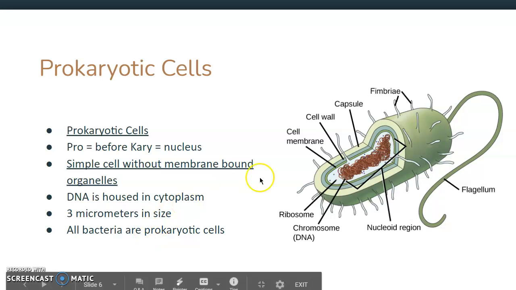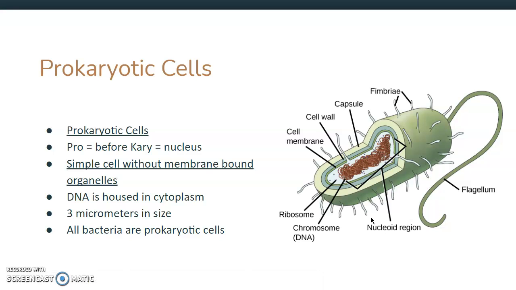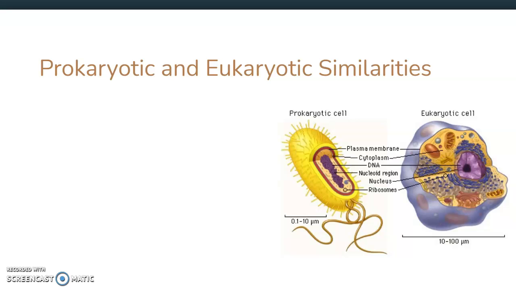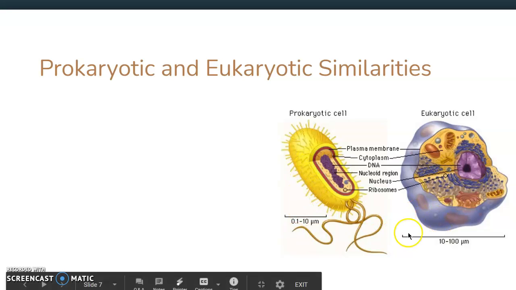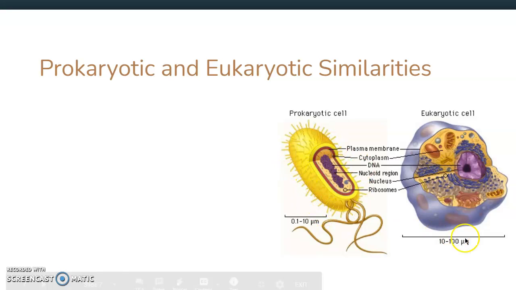And all bacteria are prokaryotic cells. So whenever we hear about a certain type of bacteria, we know that we're talking about prokaryotic cells. So here's that size difference. Sometimes this one says it's 10 to 100 micrometers, and this says it's about 1 to 10 micrometers for this cell and this cell.